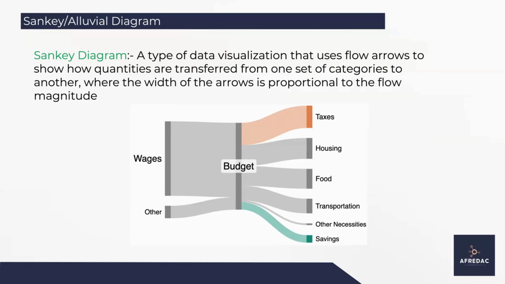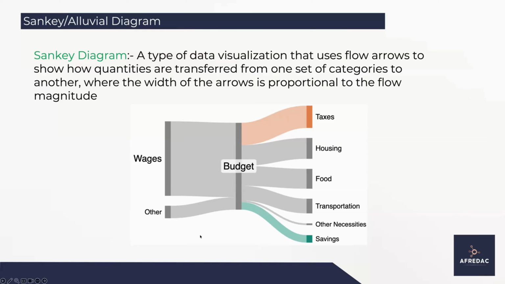which is called a Sankey or Alluvial diagram. I know most of you may have seen this. This is a type of visualization whereby you can use flow arrows to show how quantities are transferred from one set of categories to another. The width of the arrows is proportional to the flow magnitude. So in this chart, on our left side, what's contributing so much to the budget is the wages.